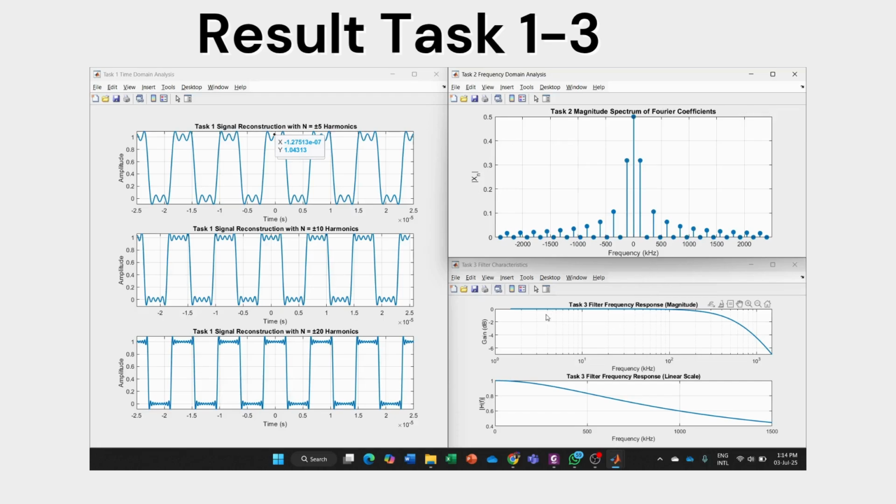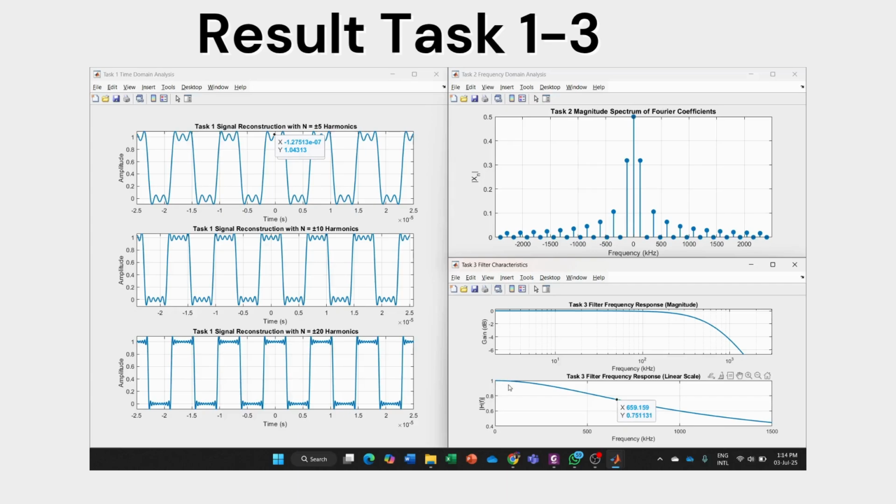For task 3, the filter response, we could see it is a low pass filter in design. The magnitude is also shown in dB, followed by the linear scale, which is in line with the design stated in the pre-lab or pre-project and the project sheet. Therefore, the coding has tallied with the calculation. Task 4, 5, 6 and so on will be presented by my group mate. Thank you.